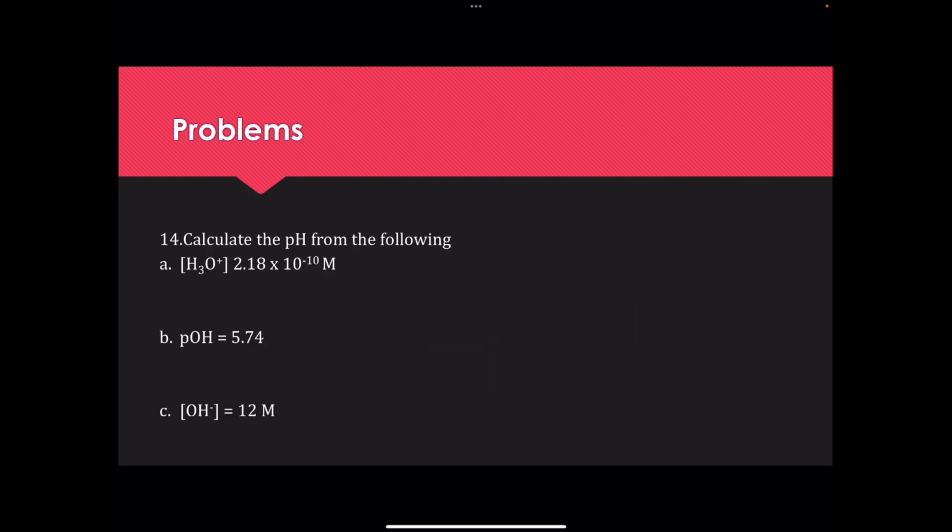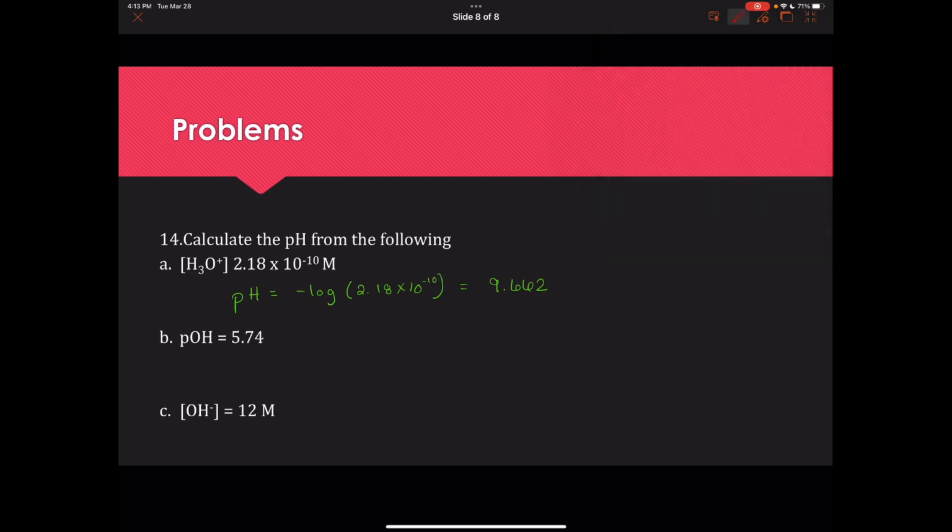And then finally, problem number 14, we're asked to calculate pH. So in part A, we have hydronium. If I have hydronium, my pH is just the negative log of that concentration. So I'm going to get a pH of 9.662. Again, considering our significant figures, my concentration here has 3, so my pH here needs to have 3 decimal places.